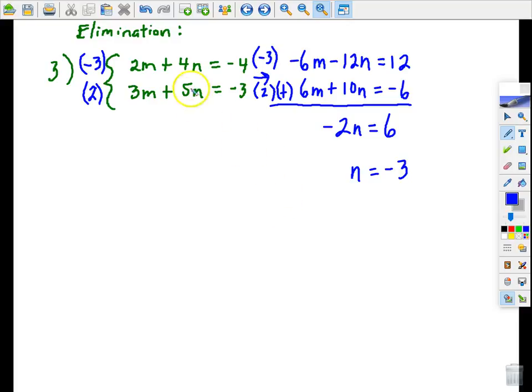And now I get to pick. Doesn't really matter. I think I'll go with the bottom one this time. We used the top one, I think, the last time. Just so you'll know, it really doesn't matter which one you choose. So we're going to let n be replaced with -3 and solve for m.